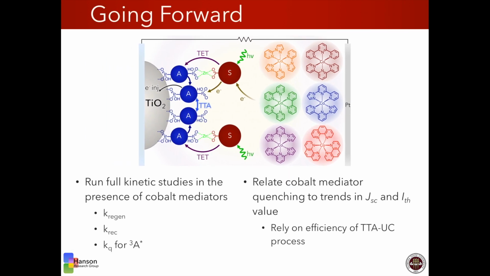In the future, we plan to run full kinetic studies in the presence of these cobalt mediators to probe such kinetics as the regeneration rate, the recombination rate, and possible quenching mechanisms of the triplet states of the acceptor molecule as well. And then we want to relate these cobalt mediator quenching trends to the photocurrent and crossover intensity values because they rely on the efficiency of the upconversion process.